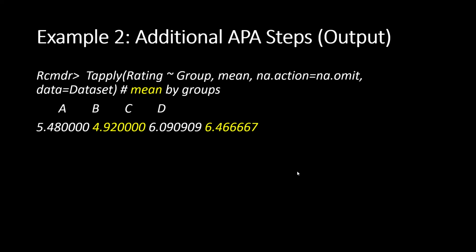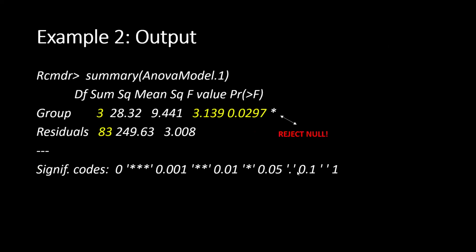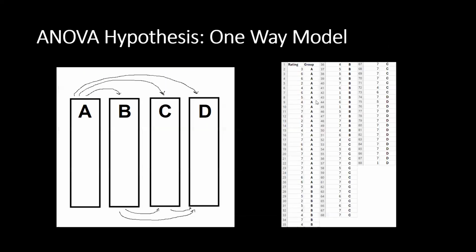Okay, and what that is, let me just go back just so it's clear. You made it this far, right? That is the mean of all the ratings for group A, the mean of all the ratings for group B, the mean of all the ratings for group C, and the mean of all the ratings for group D.